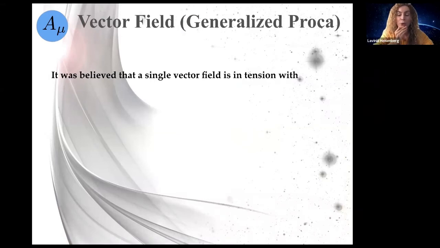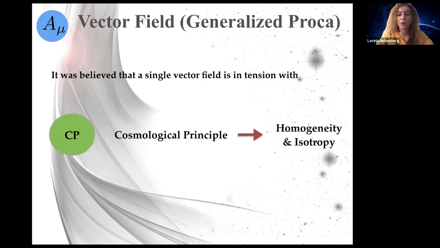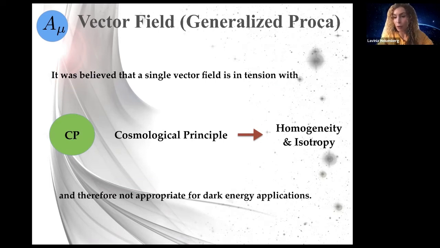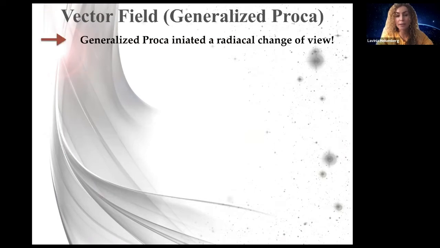So concerning vector fields and doing cosmology, it was long believed that a single vector field is in tension with the cosmological principle, that you cannot have a homogeneous anisotropic solution with one single vector field. And in fact, therefore, that is not appropriate. In fact, this generalized Proca introduced a radical change of view, because with this generalized Proca, you can actually have homogeneous anisotropic solutions with just one single vector field. And for that, the field configuration looks like this. So your vector field has only a non-vanishing temporal component that has time dependence.